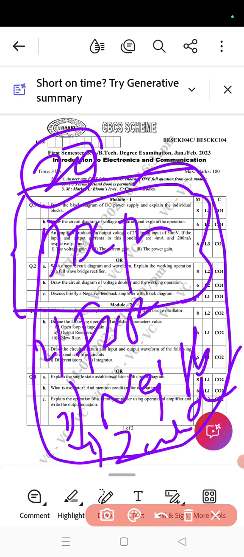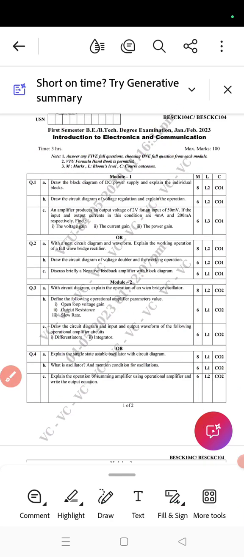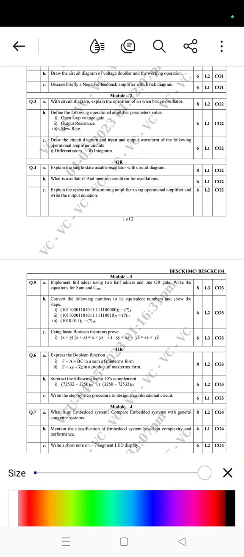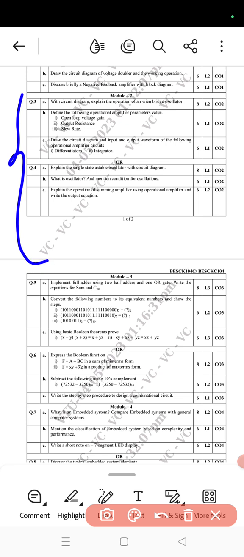I am talking about only theory, I am just skipping the problems here. Out of 20, assume that probably you may get 15. So be thorough with 2 or 3 models so that you will get it. Next, Model number 2, in that we'll see question numbers 3 and 4.